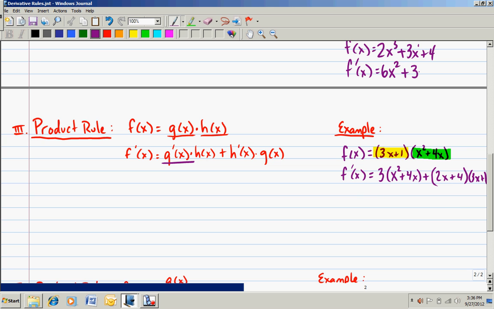And you could FOIL to simplify. And if we do, we get 3x squared plus 12x plus 6x squared plus 2x plus 12x plus 4. All of this comes down to 9x squared plus 26x plus 4. All right, so that's the product rule.